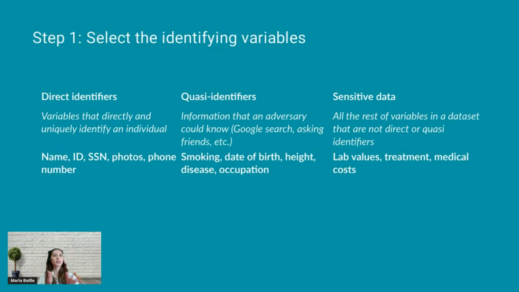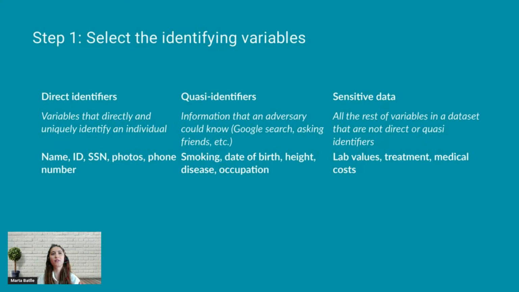We need to differentiate between different variables. We have variables that are called direct identifiers, and these are the variables that directly identify an individual. Again, like their name, their ID, or their picture, actually. We also have quasi-identifiers, and these are variables or information that our friends could know about us that could help them identify us. So, for example, that person that smokes a lot, or that person that was born on the 25th of December, for example. A lot of different quasi-identifiers together can actually help a friend identify us.